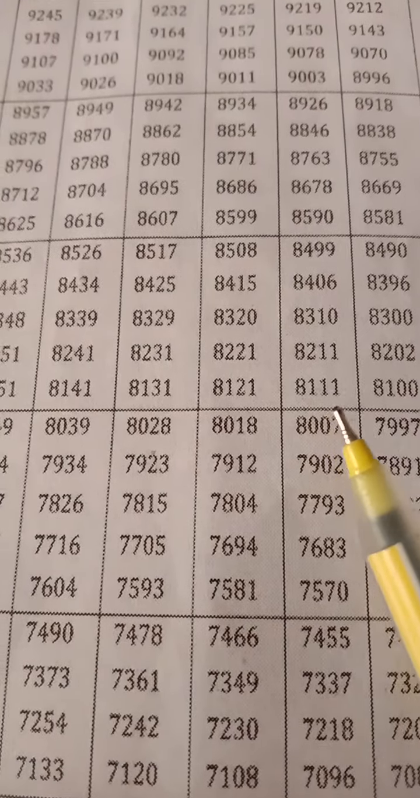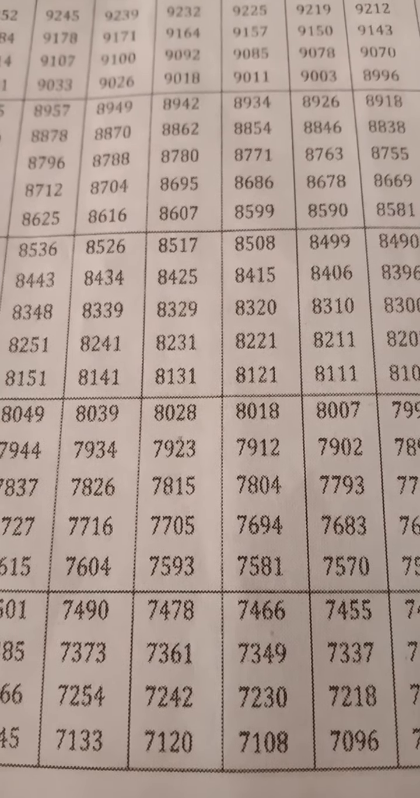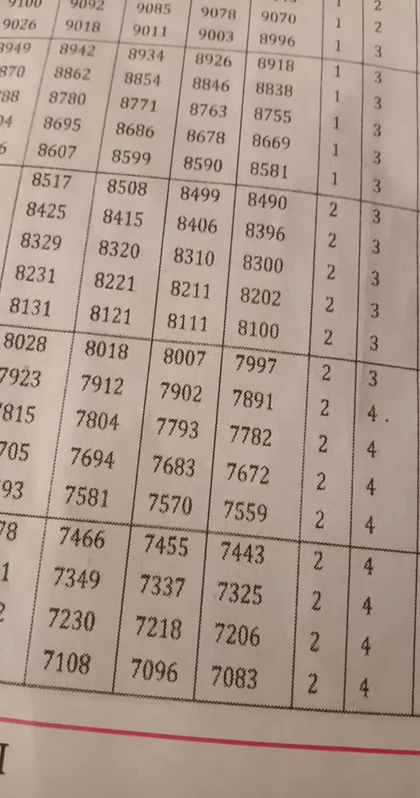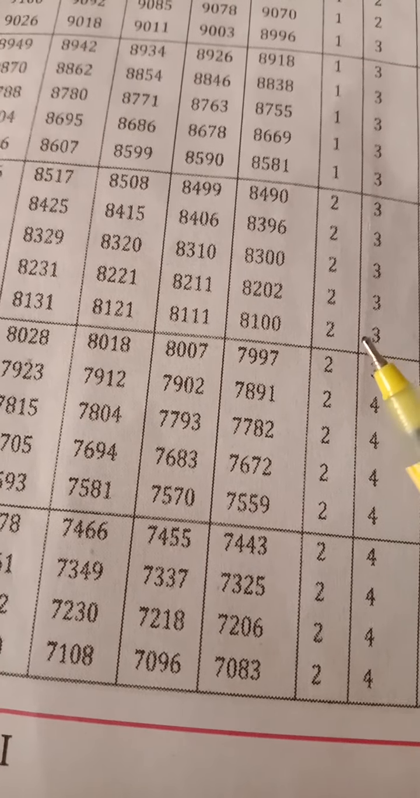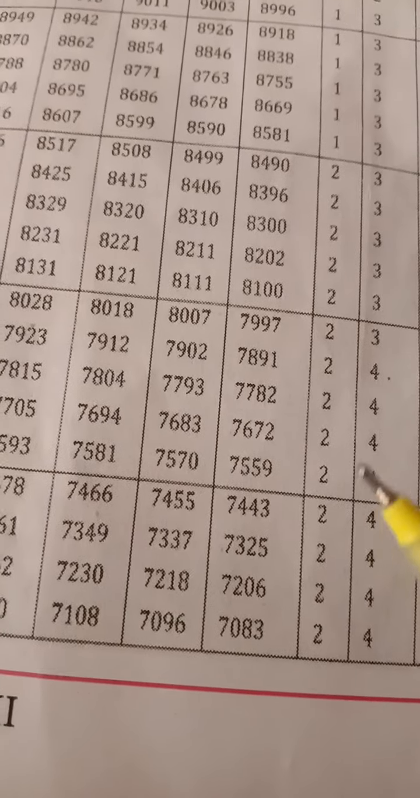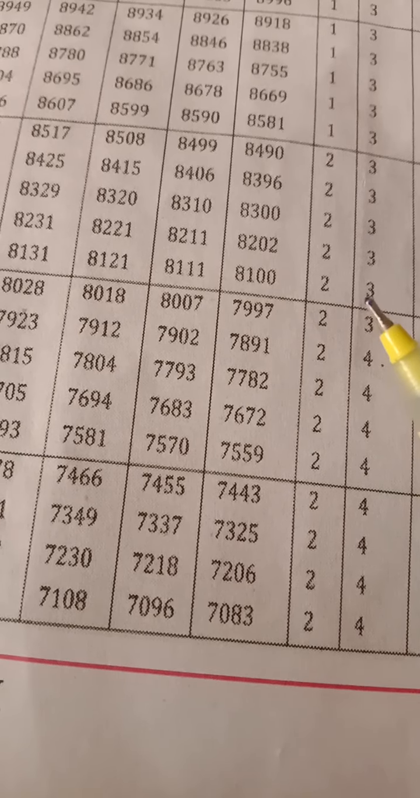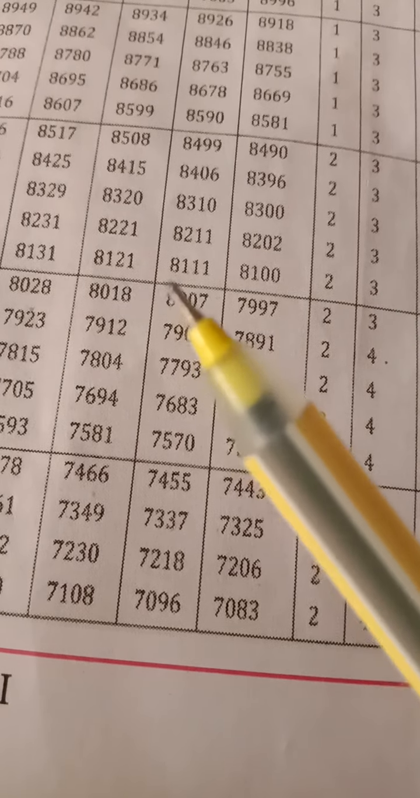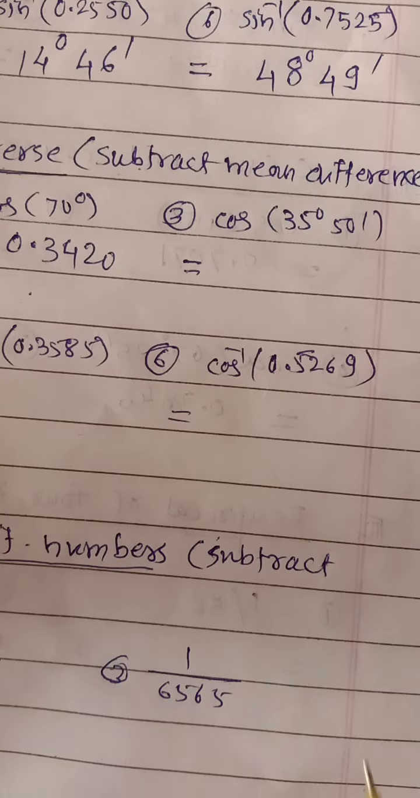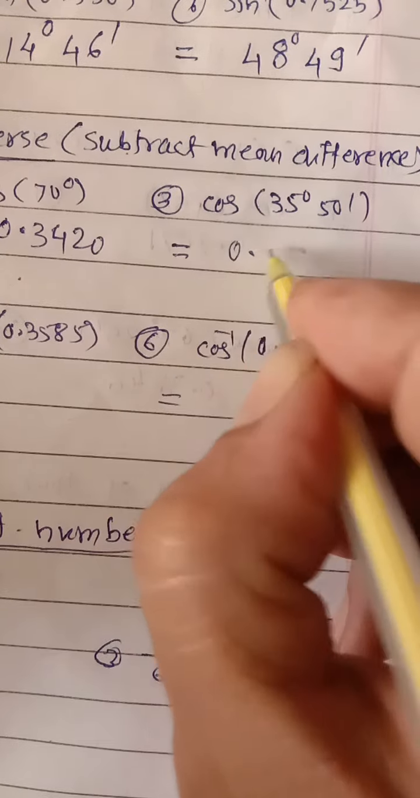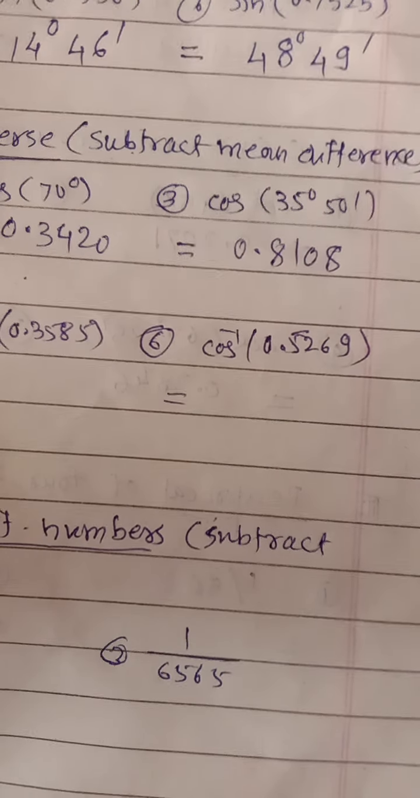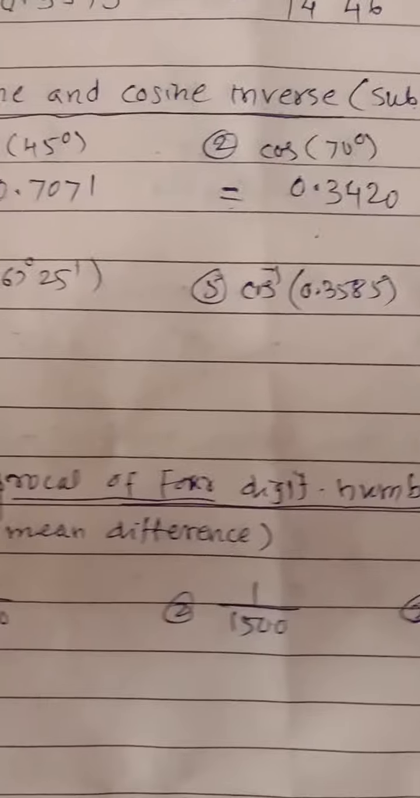We will get 0.8111, but our minutes are given as 50 minutes, and therefore the mean difference of 2 minutes will be equal to 3, and from 0.8111 we will have to subtract this 3, and therefore we will get 0.8108. That will be cos of this angle. So here we have to subtract the mean difference.